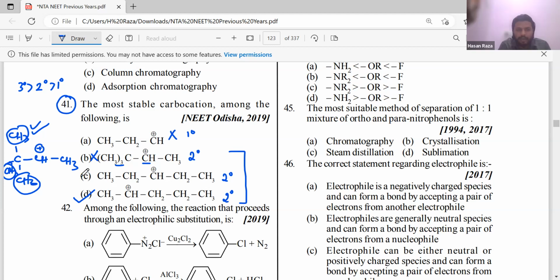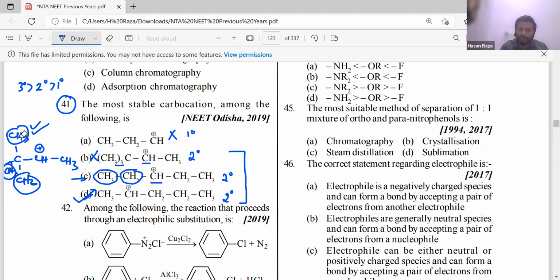Come to the C and D. If you are going to talk about C and D, CH plus both are 2 degree. But here, if you are going to see, there is bulky group that is CH3, CH2, which is also unstable. That's why our answer is D.